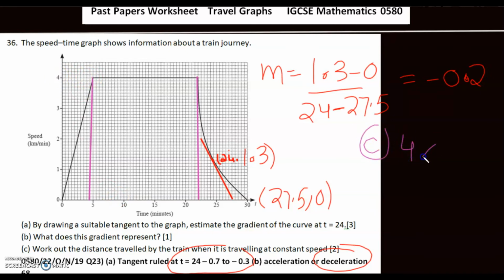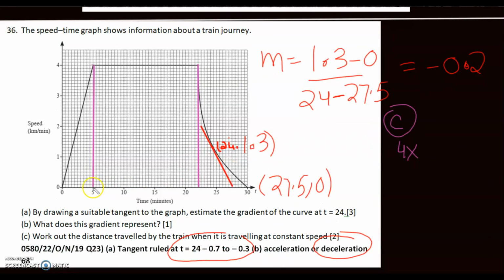We do 4 times what is this? So what is this length? Okay, so this is 5, 10, 15, and then 2 small boxes is 1 unit. So 15, 16, 17. So this length is 17. So then we do 4 times 17, which gives us 68, which is the answer.